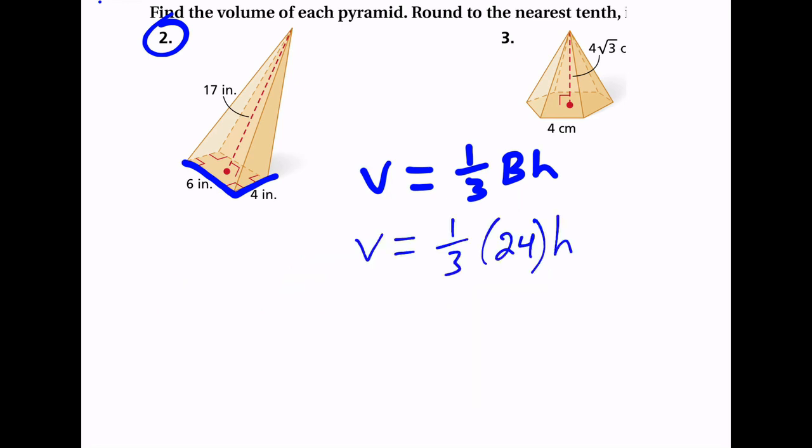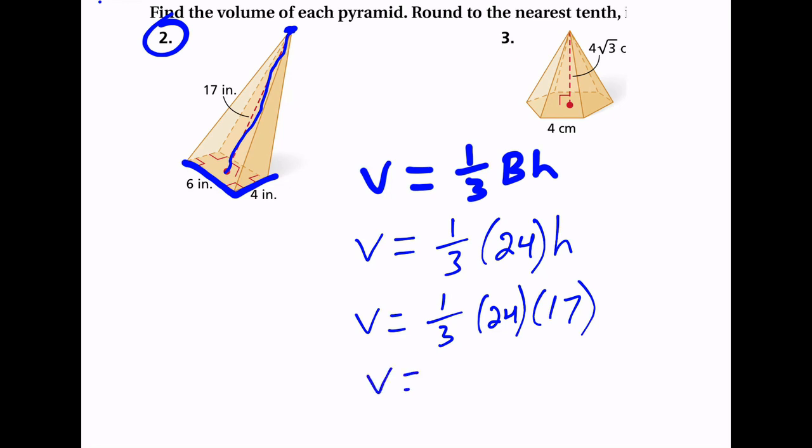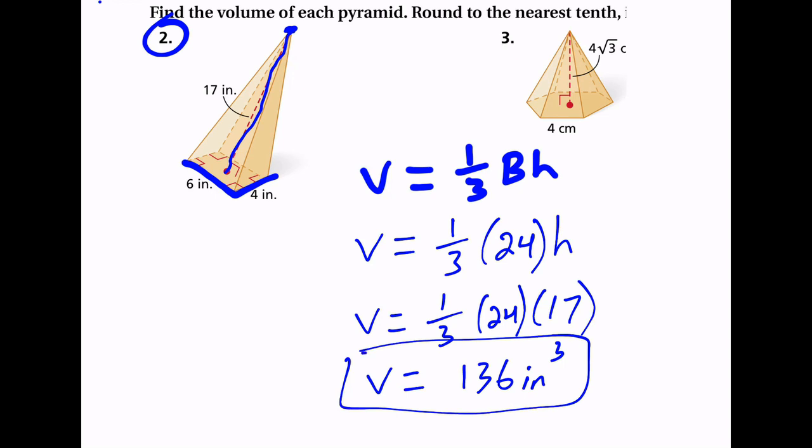Next up is the height, and this is the distance from the vertex at the top all the way down so that it forms a 90-degree angle with the base. And this we are given is 17. So if I multiply this straight across, I get that the volume is 136 inches cubed, because volume uses the unit cubed. It's 3 dimensions.